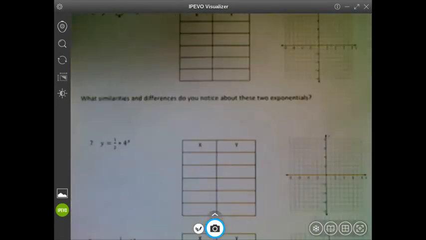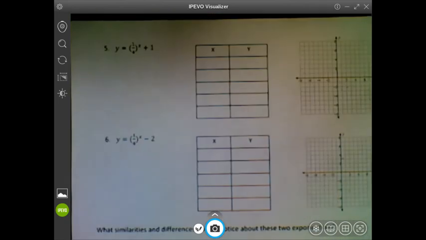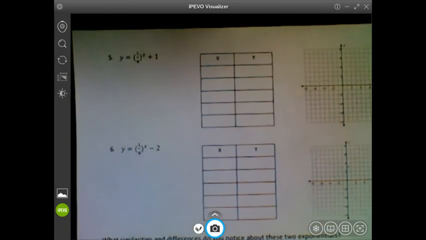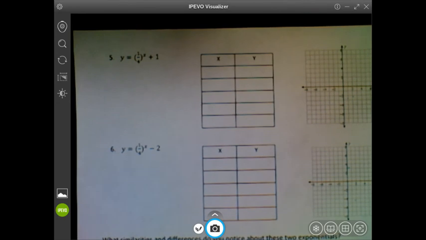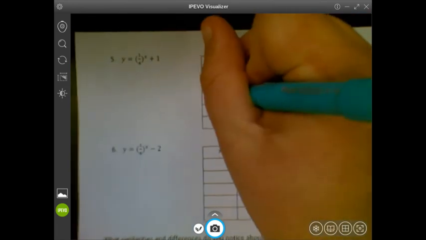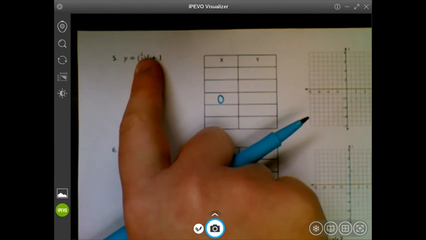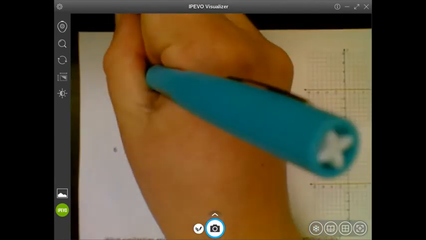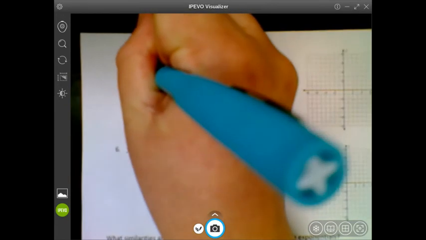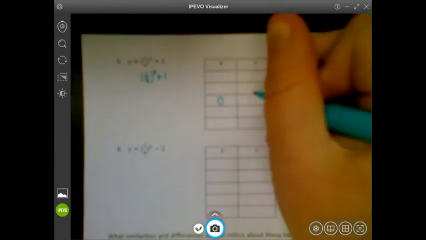All right. So we have a couple more graphs that have some extra stuff kind of going on here. So we're going to talk about these. So this first one is 1/4 to the power of x plus 1. So let's see what that plus 1 is going to do to our exponential. So I'm still going to start by plugging in 0. So 1/4 to the 0 power, that is equal to, and here I will actually write this out, 1/4 to the 0 power plus 1. So 1/4 to the 0 power is 1, and 1 plus 1 is now 2.